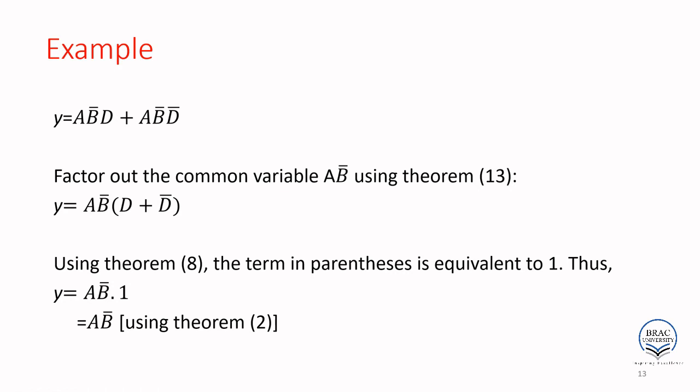Then y equals a b prime into 1. And x into 1 means x, from theorem 2. So it becomes y equals a into b prime. You just need to use different kinds of theorems. You need to remember a couple of things to make it faster, though most of the theorems will be given in the exam, but for faster calculation it's better to remember a couple of things.